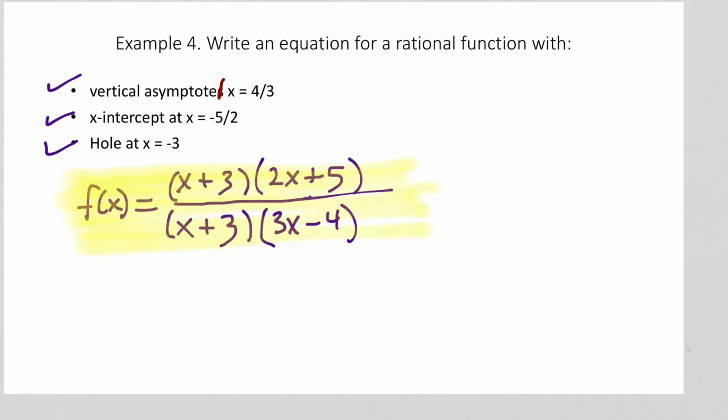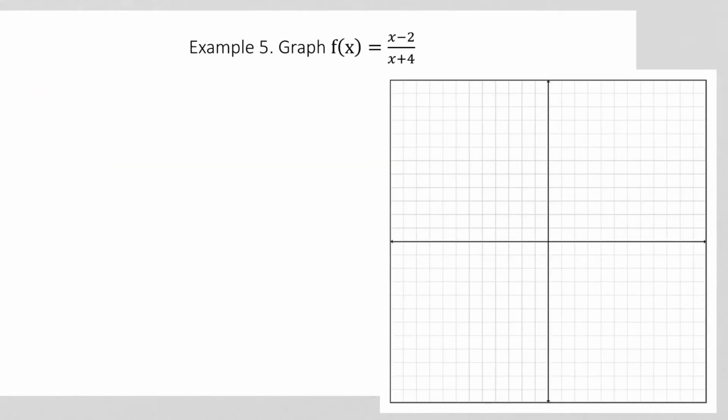Let's try another one. Now we're going to move into doing some graphing. So we're going to graph the function f of x is equal to x minus 2 over x plus 4. First, let's draw in the asymptotes. Our vertical asymptote we're going to get by finding our domain restrictions from the bottom. So x plus 4 equals 0 gives you a vertical asymptote of x is equal to -4.